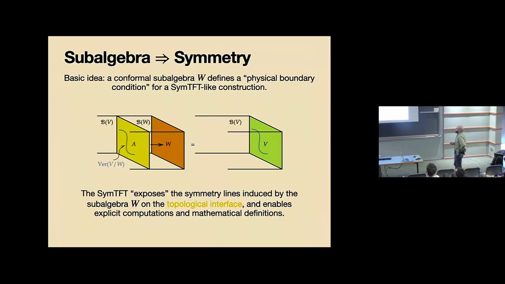And so what do we have here? On the left, we have this conformal subalgebra. It appears on the boundary of its own bulk. And I recover this original chiral algebra V by smushing this topological interface onto it. And this topological interface supports certain symmetry lines on its world volume, and that's what I'm calling this Verlinde category.